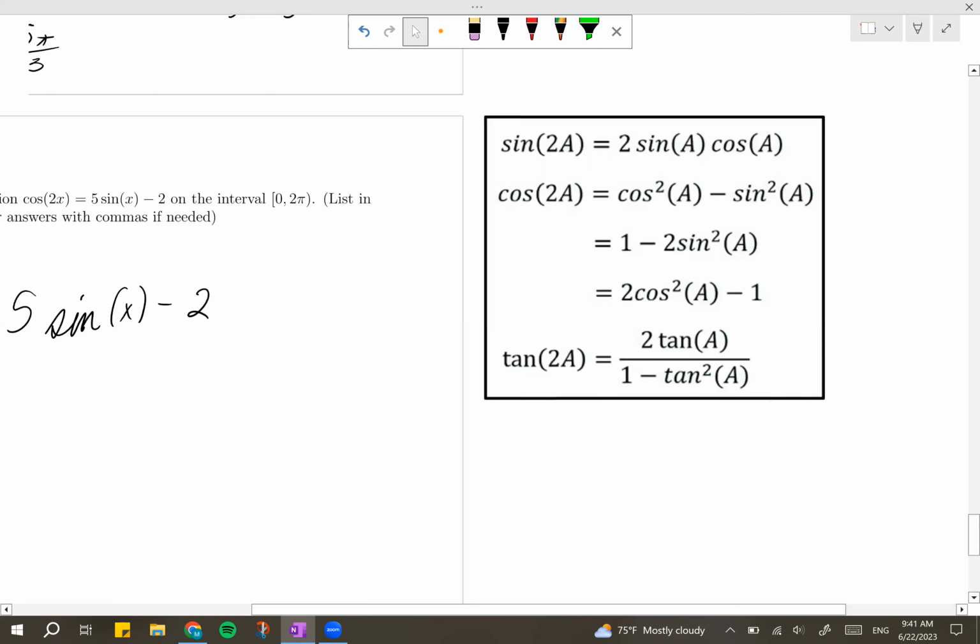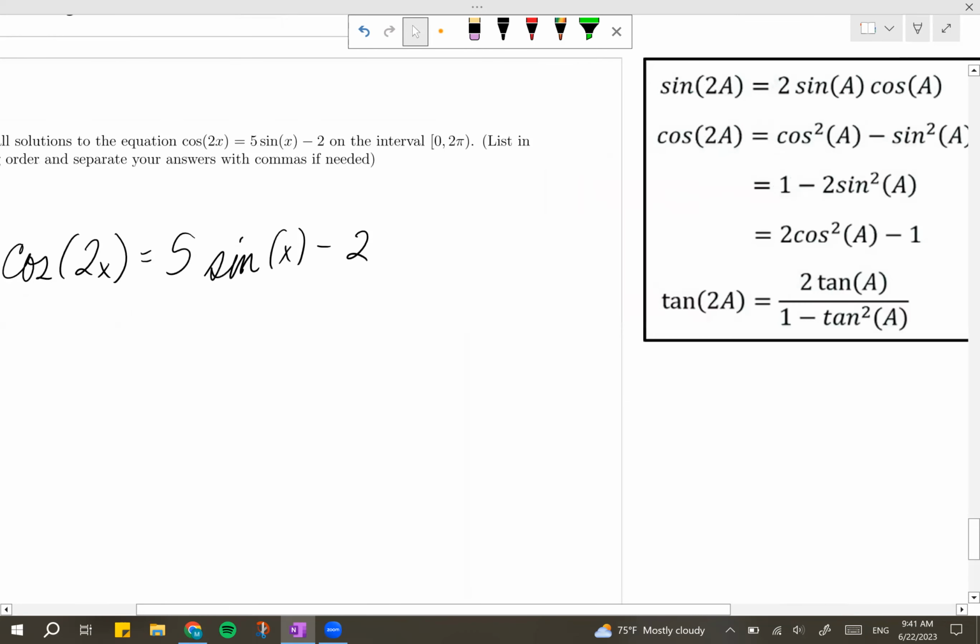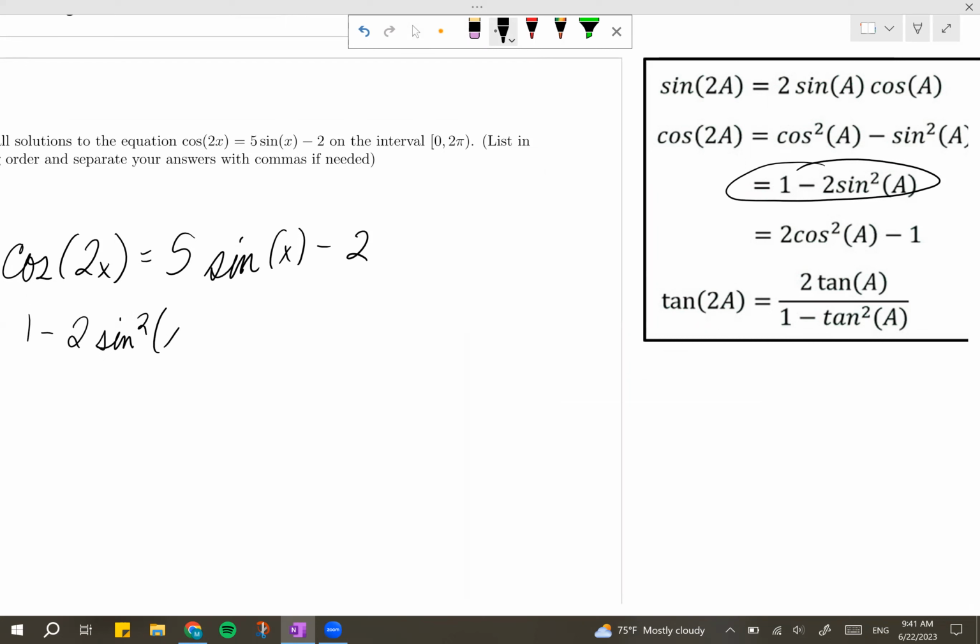Alrighty. So I have cosine of 2x and I have a sine right here. So I want to get rid of the cosine term. I want it to just be sine. So that tells me I'm going to use this one right here because I want only sines. So that's going to be 1 minus 2 sine squared of x equals 5 sine of x minus 2.